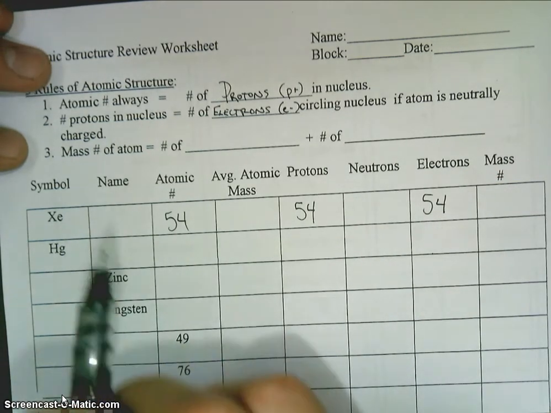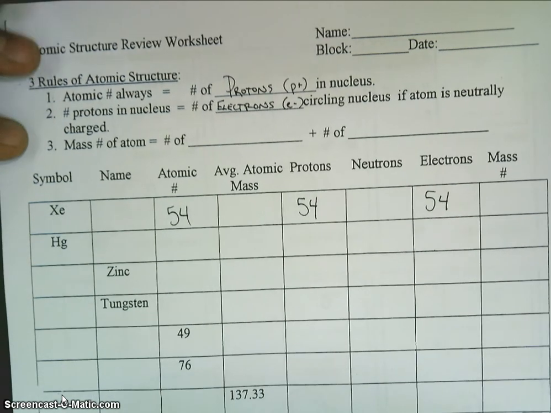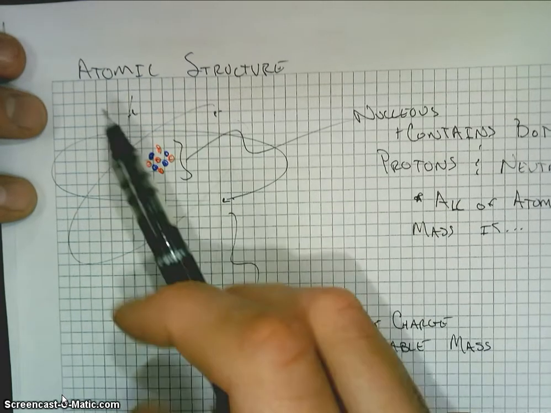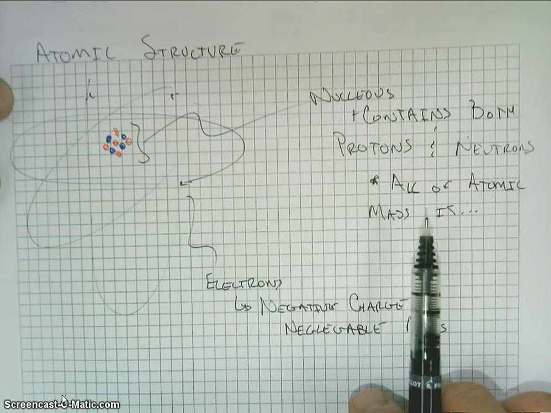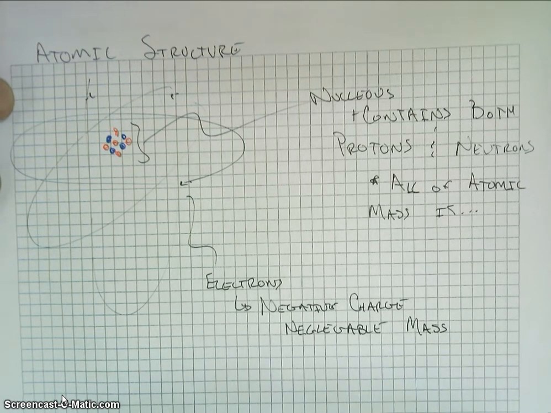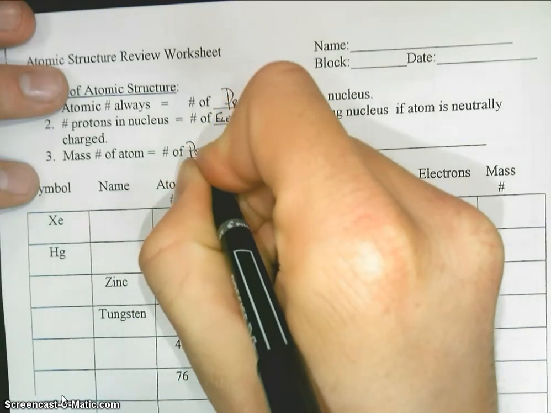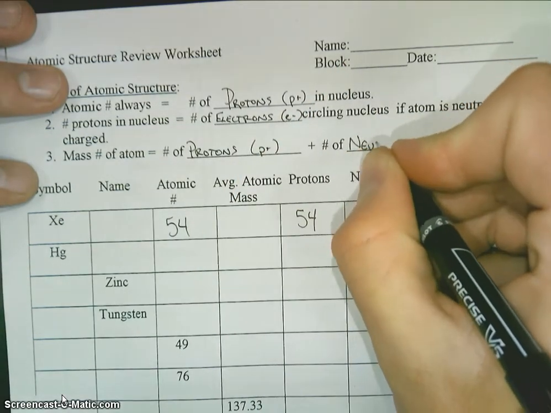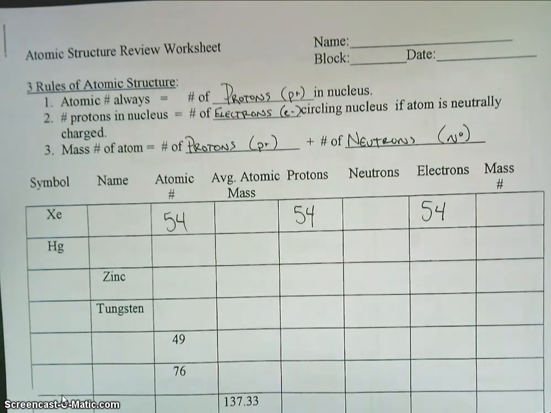Now the last rule: the mass number of an atom is equal to the number of blank plus the number of blank. You should know this based off of what we just talked about. The nucleus of your atom contains all of the atomic mass, or mass number. So protons and neutrons, which reside in the nucleus, will result in the mass number. The number of protons, p positive, and neutrons, n naught, added up are going to be our mass number.